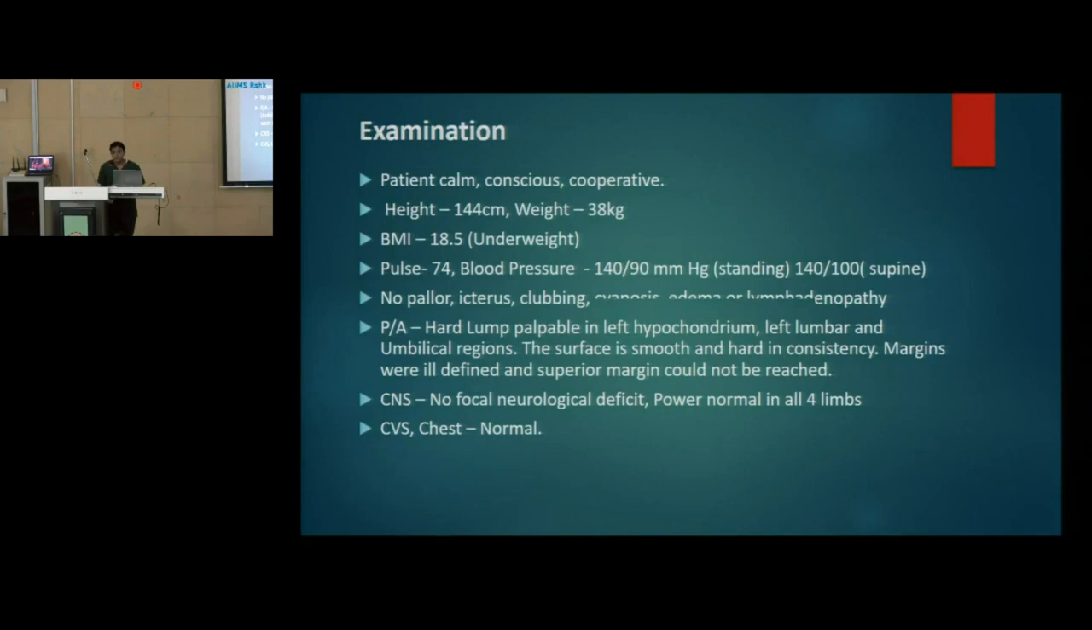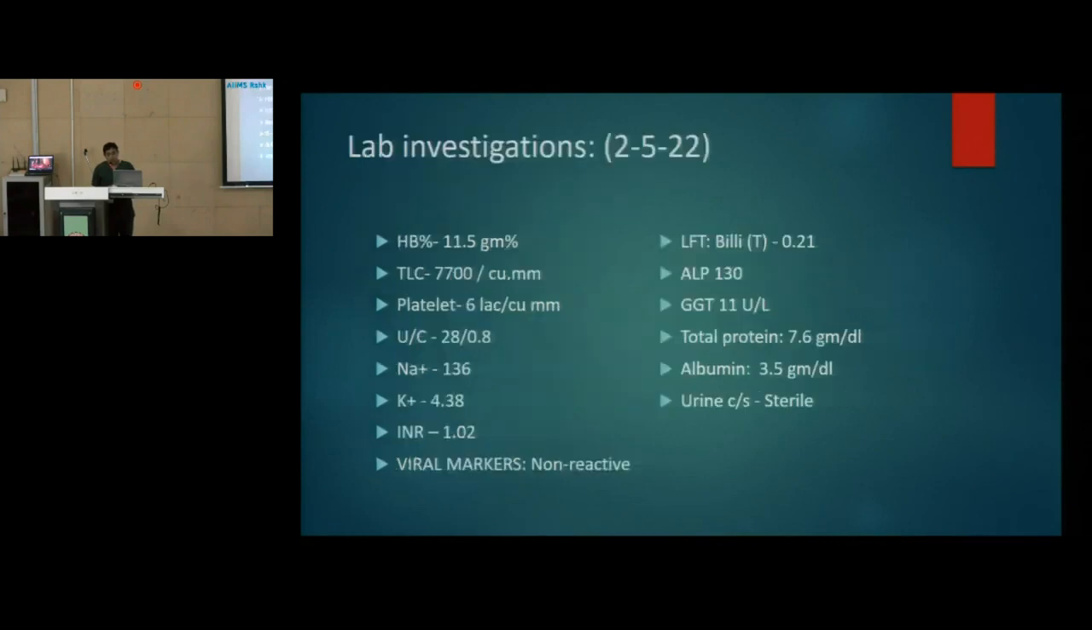On per abdomen examination, there was a hard lump palpable in the hypochondrium, left lumbar and umbilical region. The surface was smooth and it was hard in consistency. The margins were ill-defined and the superior margin could not be reached. The rest of the systemic examination was normal. CNS examination was normal with no focal neurological deficit, and power was normal in all 4 limbs.